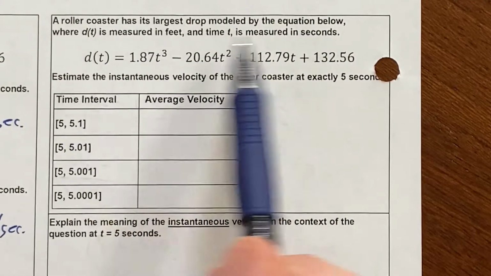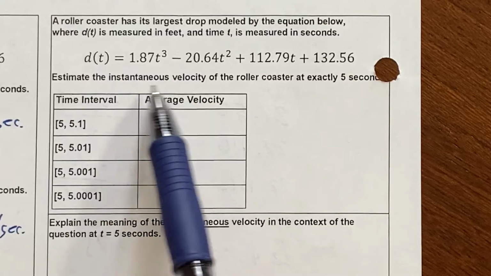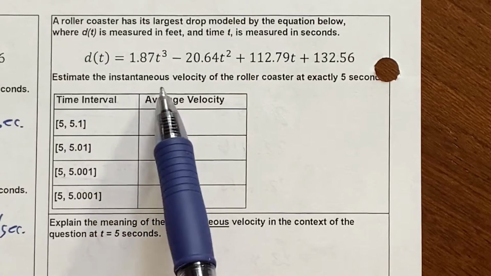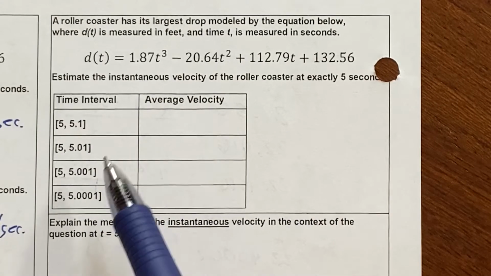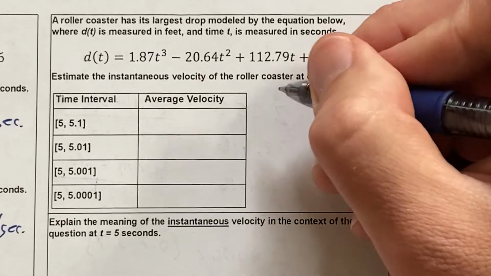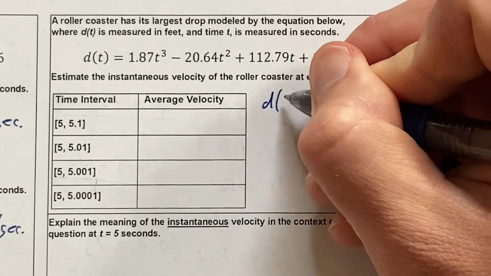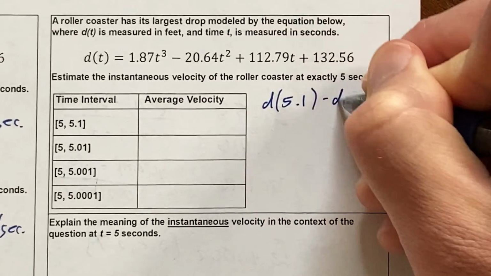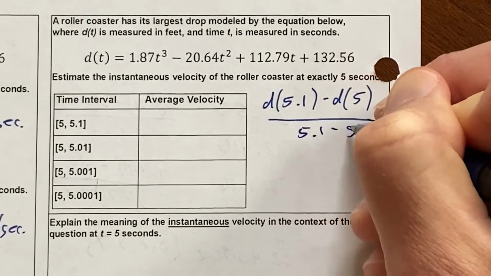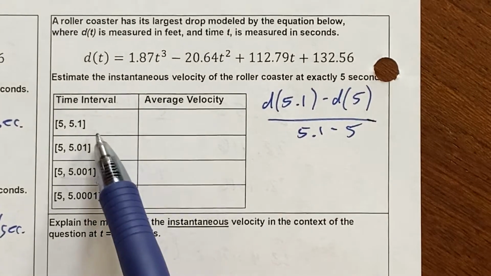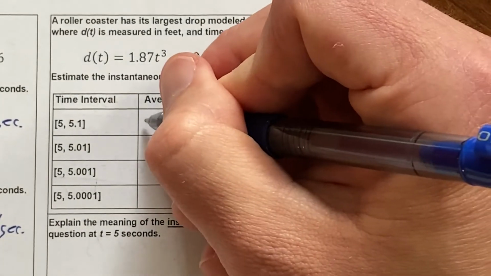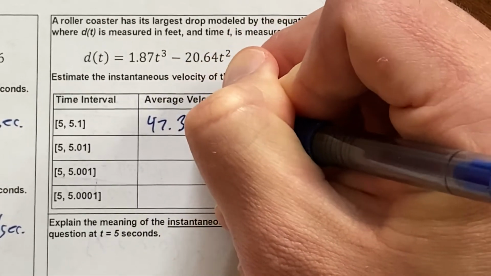Over here, a roller coaster, same kind of deal. So the same formula, estimate the instantaneous velocity of the roller coaster at exactly 5 seconds. So we're going to estimate the instantaneous velocity when it's at 5 seconds by doing this chart. Okay. So on your scratch sheet of paper, you're going to do d of 5.1 minus d of 5 over 5.1 minus 5 to find the average velocity between those two. When you punch that into your calculator, you will get 47.3997.